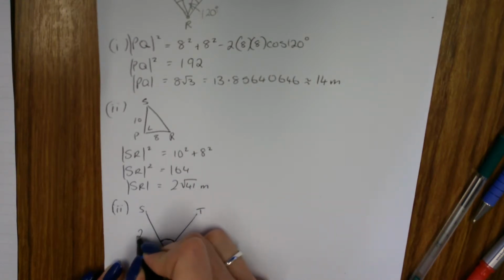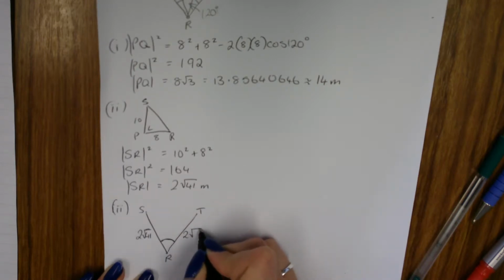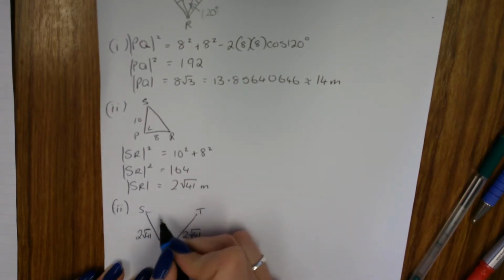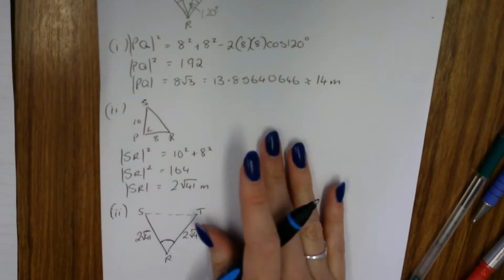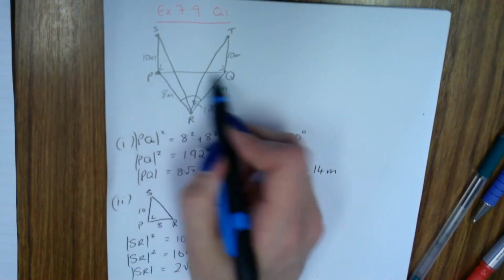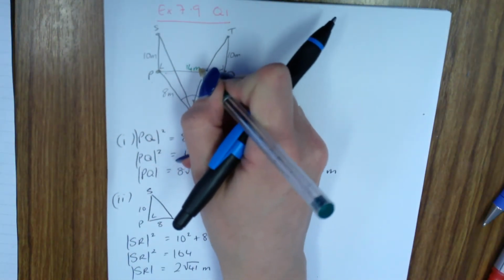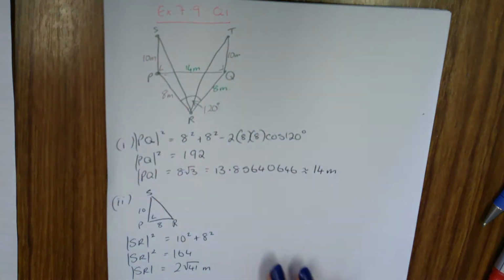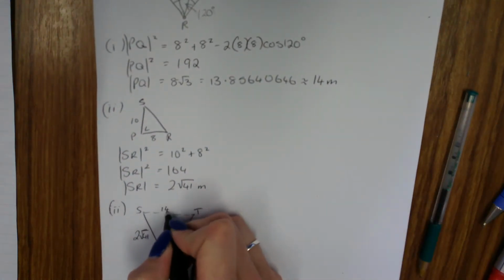We've just worked out that these measurements are 2 root 41. Now this is a gap in the actual setup, but this gap corresponds to this distance here, which we calculated earlier as being 14 meters. So that's the same up here because it's directly above it, like in a rectangle. So we have 14 meters here.